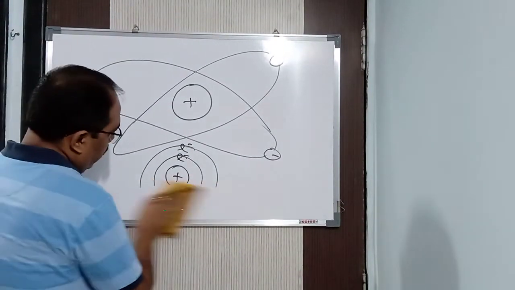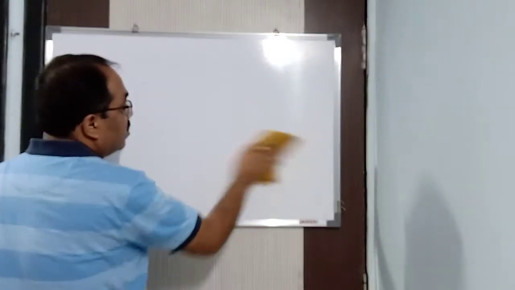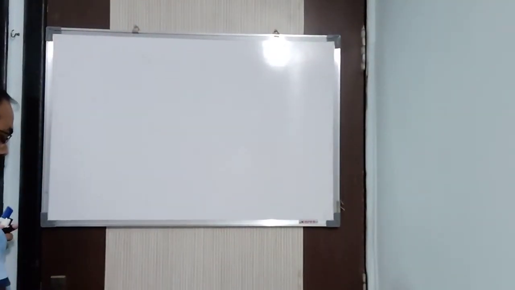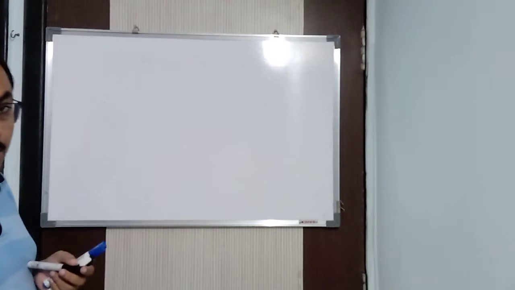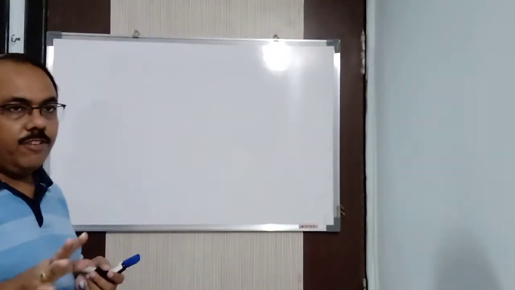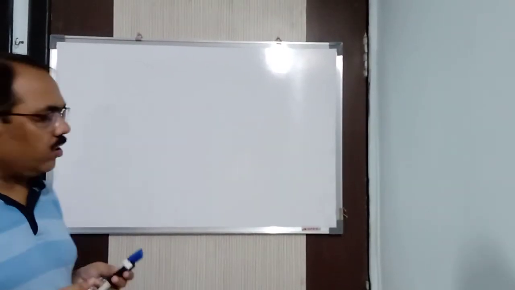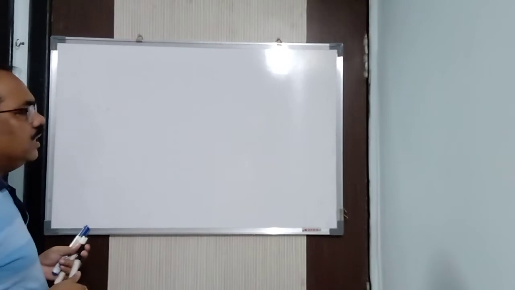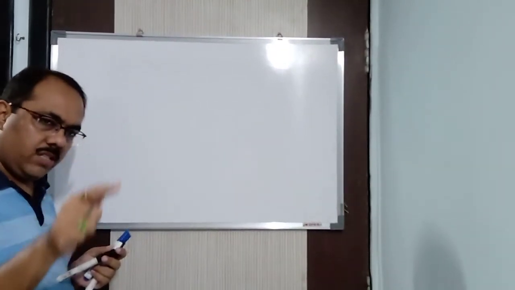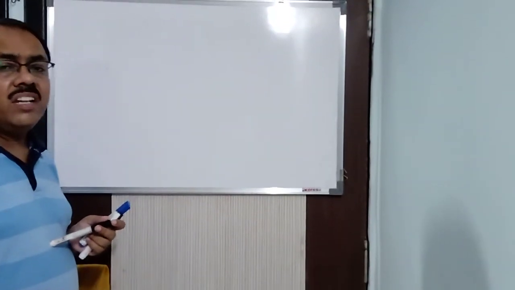Fine. Now we will come to the drawbacks of Rutherford's atomic model. I said Thomson's student was Rutherford and Rutherford's student was Niels Bohr. So before going to Niels Bohr's atomic model, Rutherford's atomic model was challenged by Maxwell. Listen carefully. Maxwell says that any charged particle moving in a circular path is liable to release energy.